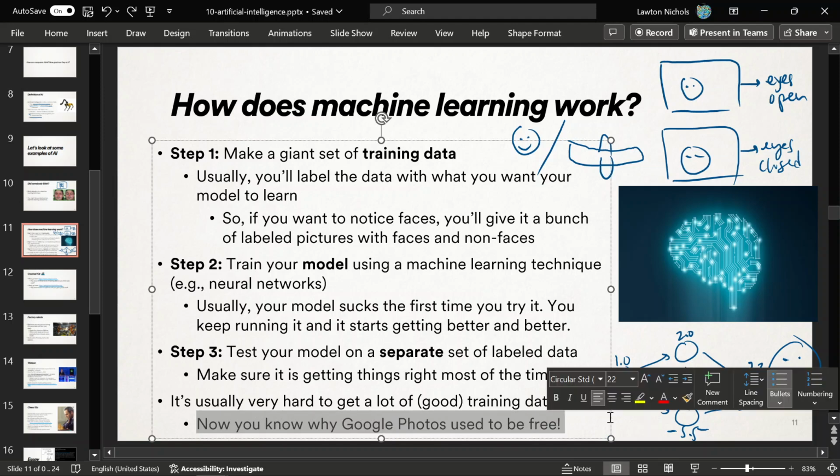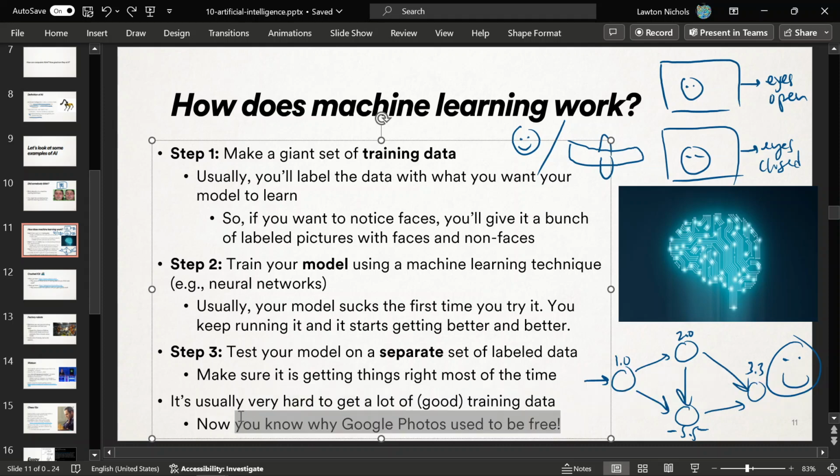Google Photos, if you used that before, it used to be free. You could put all your pictures and videos on it. That's because Google was training their machine learning detection tools on your pictures. Facebook pictures, Instagram pictures, it's all free, probably because they're going to train machine learning techniques with your data. So that's an interesting thing to think about.